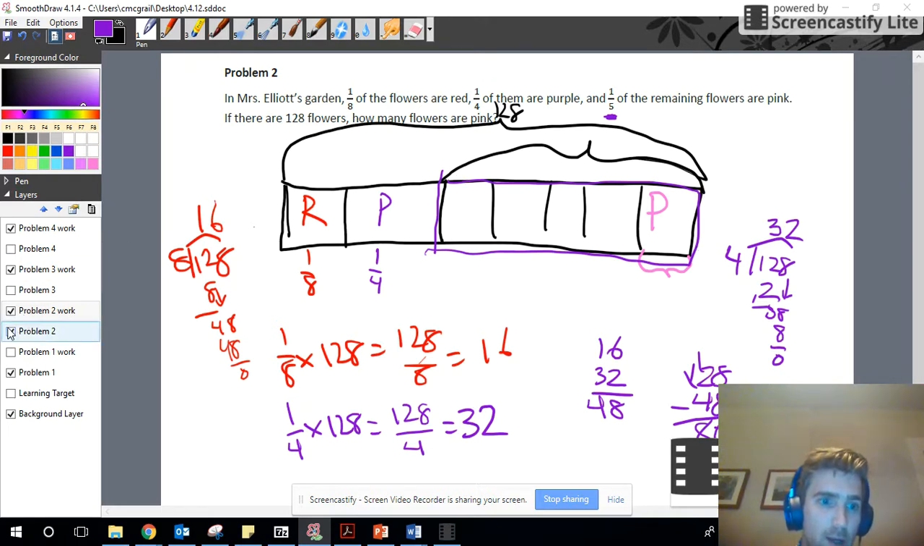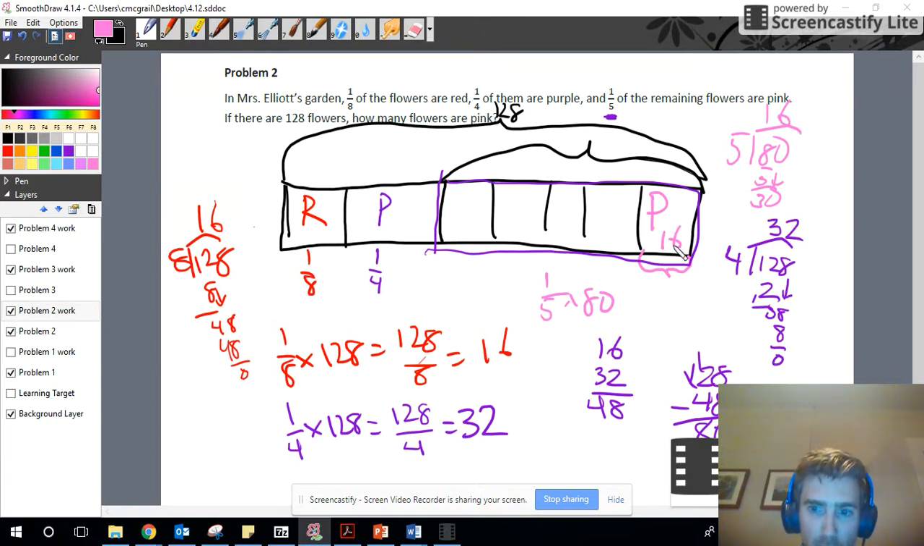So I need to find 1/5 of 80. So let's do 80 divided by 5, and I will get 16. So I know that 16 flowers are pink.